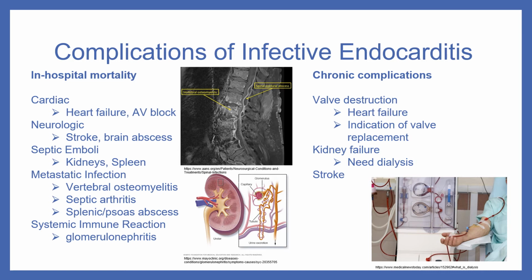Systemically, the hyperactive immune reaction can cause glomerulonephritis in the glomerulus of the nephrons within the kidneys. Chronically, because the pathogens have attacked the valves of the heart, valves can be destroyed, and that could lead to heart failure due to inadequate compartmentalization of blood during pumping. There is also often an indication for valve replacement. In the long term, kidneys can fail and require dialysis, and stroke can occur as well.